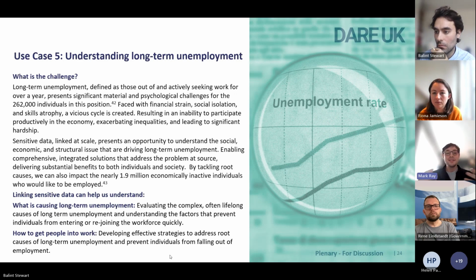So, as with all the other use cases featured, this use case again recognises the multidimensional nature of our lives, that our health, wealth, and prosperity are all deeply connected, and as such, linking sensitive data across these domains can help address multifaceted problems of long-term unemployment and hopefully provide far-reaching solutions. But how can sensitive data actually help to do that?